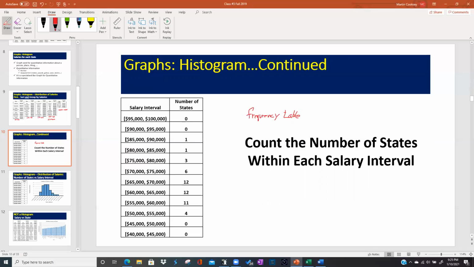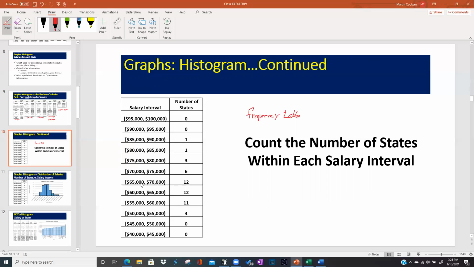So the square bracket here says that I'm going to count it in this one, not this one. The parenthesis says 85,000 is not included in here. I won't count it here. But if I had one that was exactly 85,000, I would count it right here in this one. So that's the difference between the square bracket and the parenthesis.